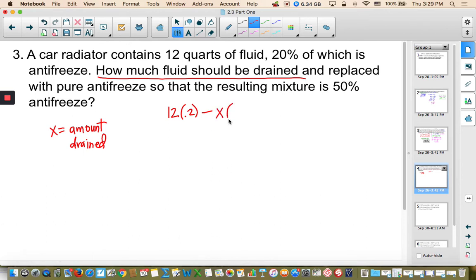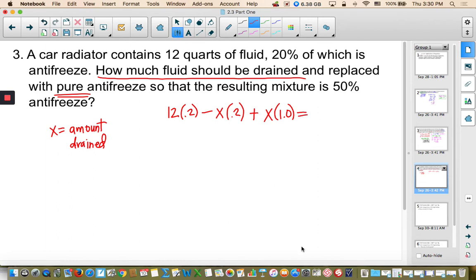And I know that that amount also is 20% antifreeze. So if I multiply that by 0.2, that's how much I'm draining. So I started with 12, multiplied by 20% because that's antifreeze, subtracted 20% antifreeze of some amount. Then I'm going to put some back in. Now, however much I drain, I'm going to replace it with the same amount. So I'm going to add back the same amount, but this time it's going to be pure antifreeze. Well, pure antifreeze would be 100% antifreeze. It's not 20% antifreeze, it's 100%. Well, that would be like multiplying by 100%, which is 1.0.